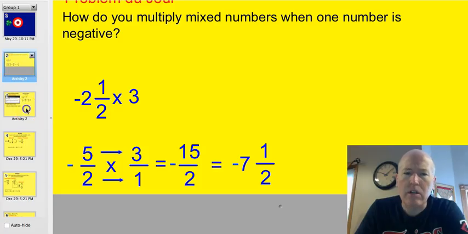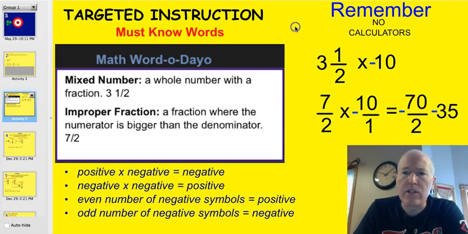Let's take a look at our must-know words for today. A couple of them here. First of all, mixed number. That's a whole number and a fraction, like 3 1/2 over here. And then an improper fraction is like 7/2, and that's when the numerator is larger than the denominator. We need to flip to that in order to multiply.